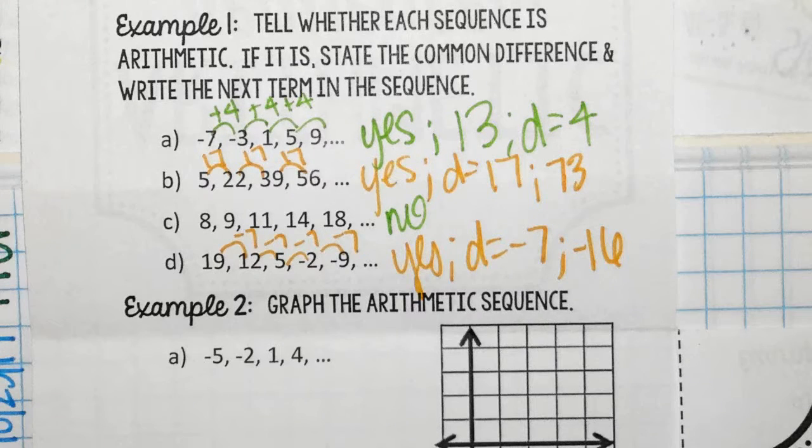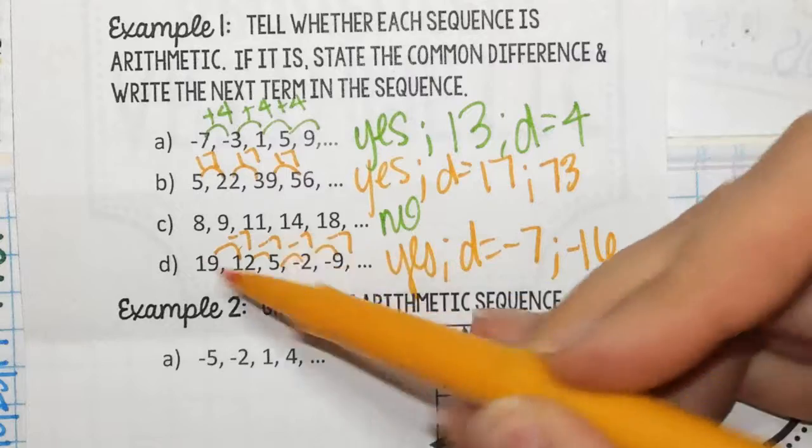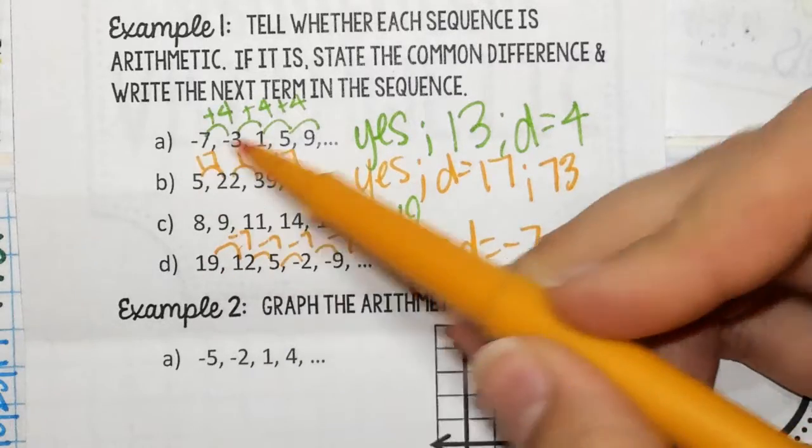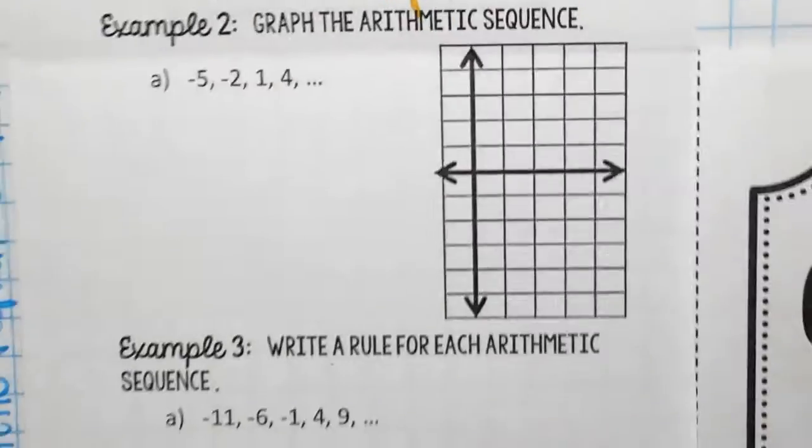Now, arithmetic sequences also have a relation to linear graphs. What kind of graph is linear? It's just a line, right? And it increases at the same rate. Do you agree or disagree? So these increase at the same rate. The slope here is negative 7. The slope here is 17. The slope here is 4. So what we're going to do is we're going to prove this.